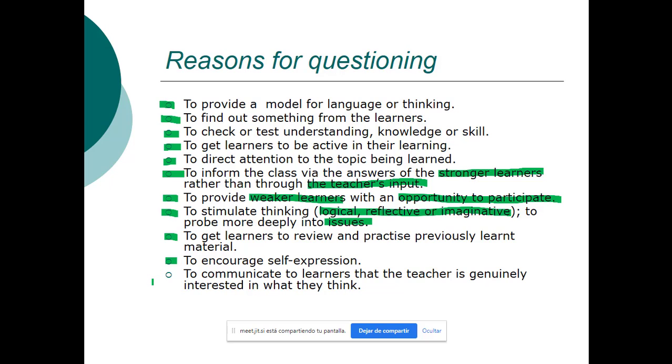Then to communicate to learners that the teacher is genuinely interested in what they think. So you're not going to say something like, "Oh yes, all that what you're saying is right." No, it's not just saying. You need to mean it. You need to show that you're really interested in that. Therefore, if your students have used very good ideas, we use them for them to see that you're paying attention to them.